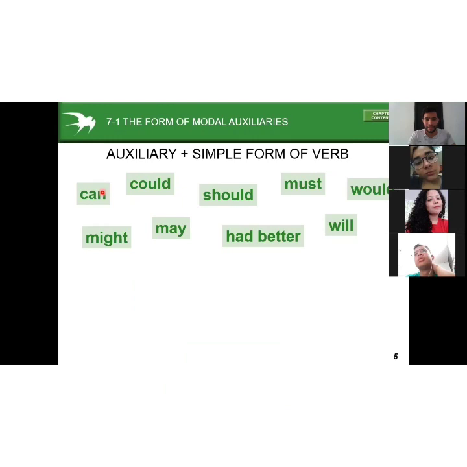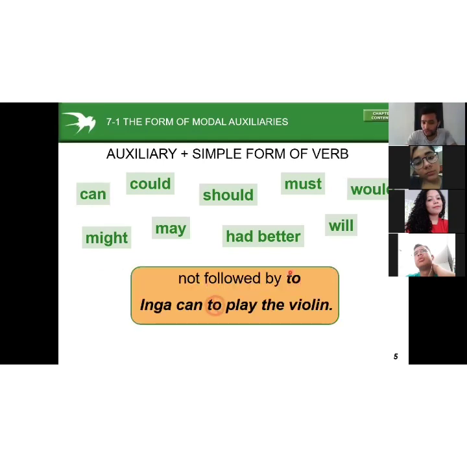All they have in common, can, could, should, must, would, will, had better, may, might, is that they don't use to. They are never followed by to. So you cannot say something like, Inga can to play violin, because this is a modal verb. The general rule says that modal verbs don't use to. So we have the modal verb plus the simple form of the verb, the verb without to in between to connect them, right?